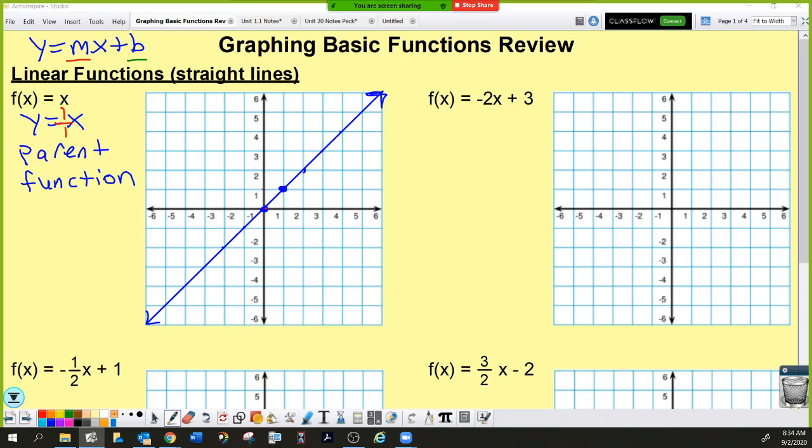Everybody cool with the parent function y equals x? f of x equals x? Yeah? Nods? Nobody's freaking out? Okay. We'll move on to the next one.